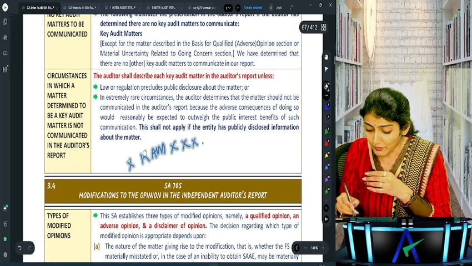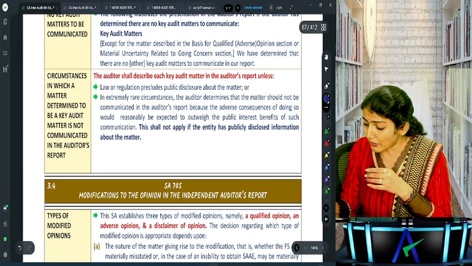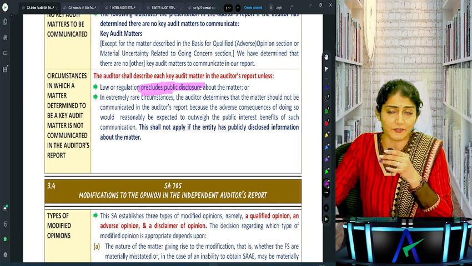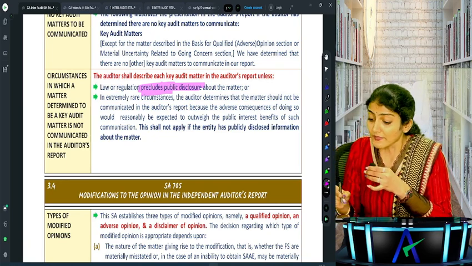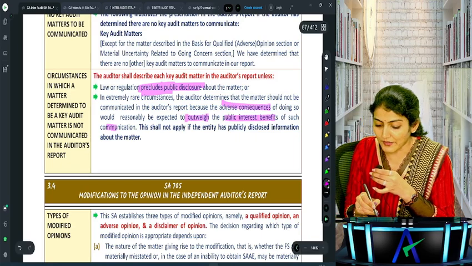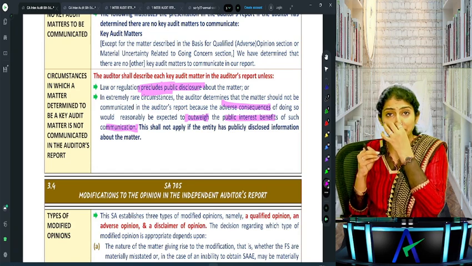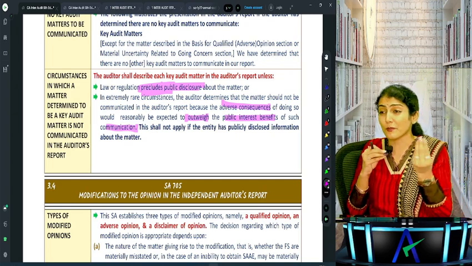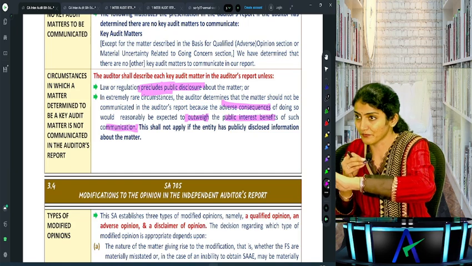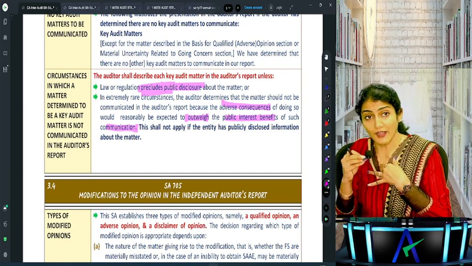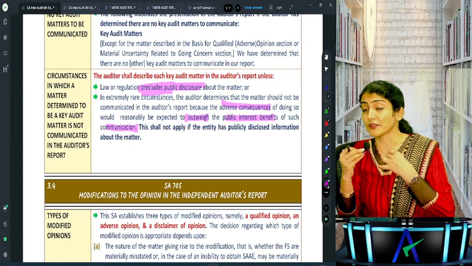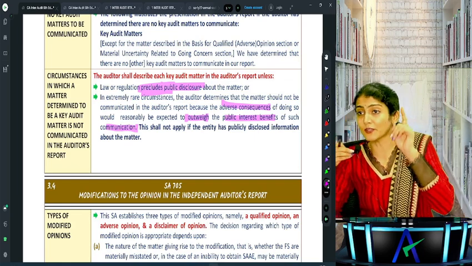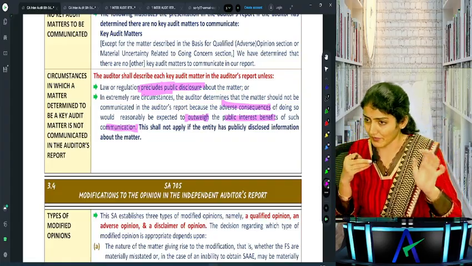So, circumstances when key audit matters are not to be communicated. One, when law or regulation precludes disclosure, because law and regulation always override. So if law says not to give a disclosure, we will not report it as a key audit matter. Or second, the adverse consequences of doing so will outweigh the public interest benefits of such communication. What does that mean? Simple. It means it will do more harm than good. Even though you know it's a key audit matter, keep quiet, don't put it in your report as a key audit matter. Clear to everyone?